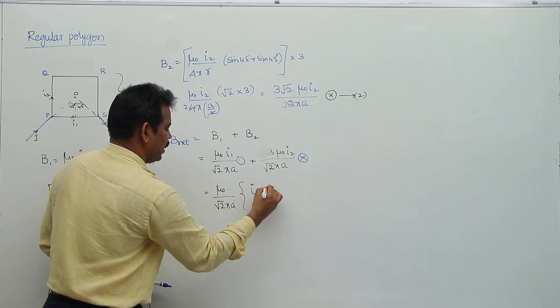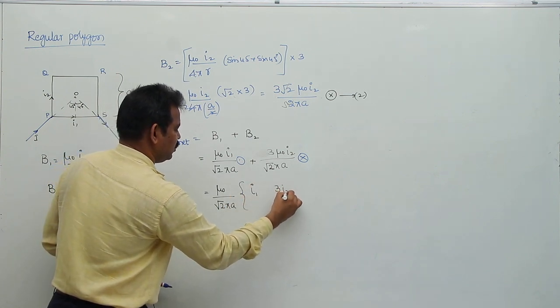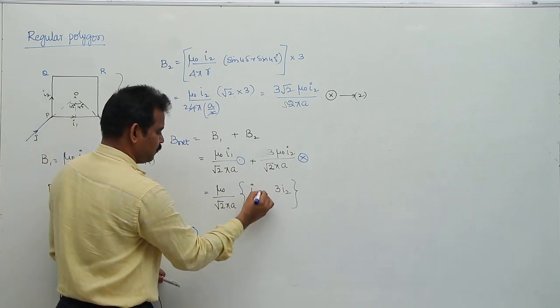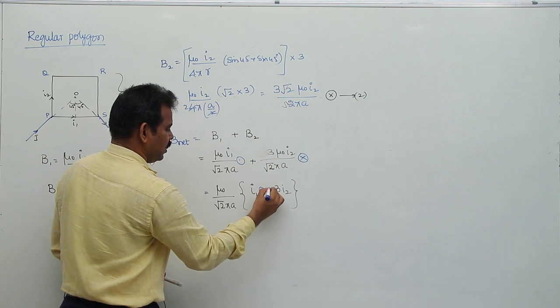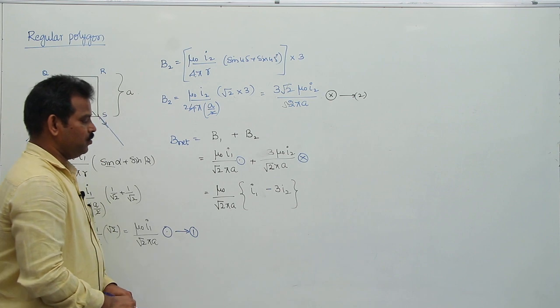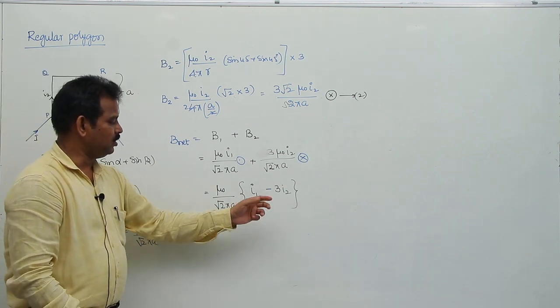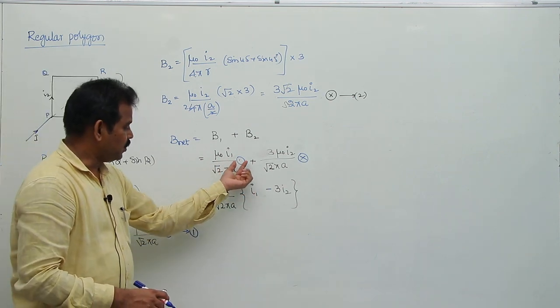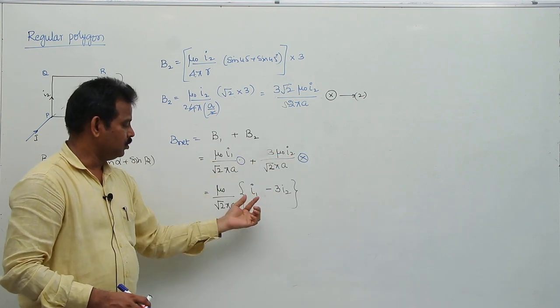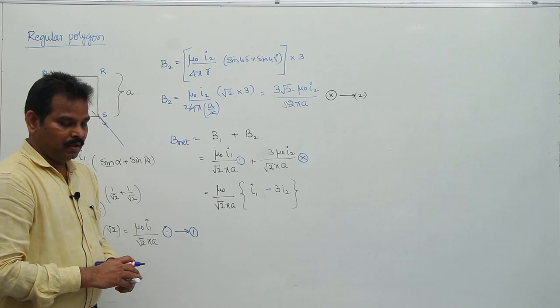Remaining terms I1, this is 3I2. But I1 is acting, this means this magnetic field is acting into this one and this is acting outwards. So finally what we can write? We can write like this, I1 minus 3I2. Because one field is acting outwards, one field is acting inwards, we have to subtract these two. So I am subtracting these two now.